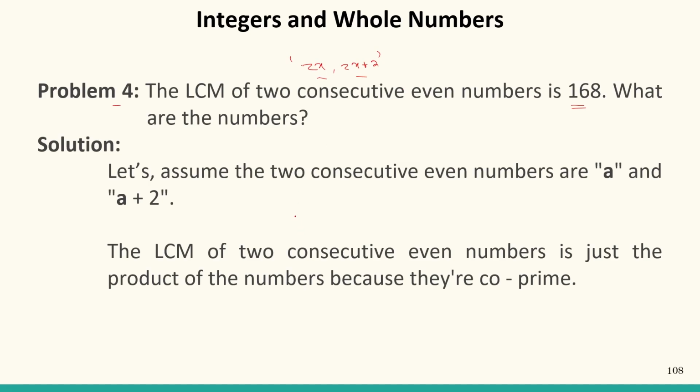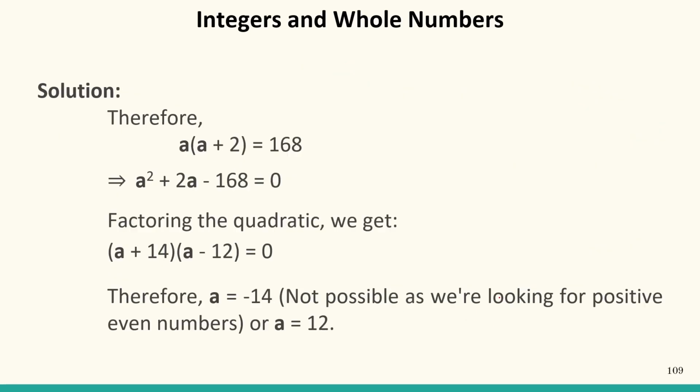So let's assume the two consecutive even numbers are a and a plus 2. So here we have assumed a and a plus 2. We can assume this if we assume a to be even. So the LCM of two consecutive even numbers is just the product of the numbers because they are co-prime. So therefore a into a plus 2 is equal to, this is given, a square plus 2a minus 168 is equal to 0. So we need to solve this quadratic equation.